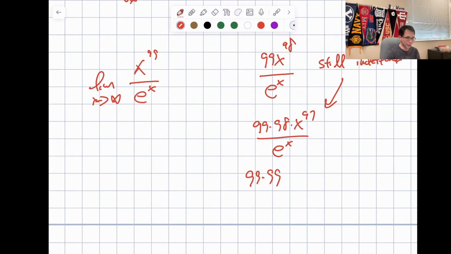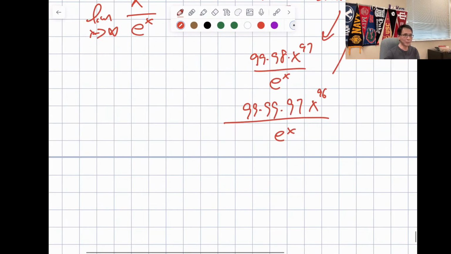Now, the goal is not to ask you to do it. The goal is to ask you to think about it. So x to the 96. This is still indeterminate. That means I can keep on doing it until the top goes back to a constant. So what would it be on the top? Well, this is going to be a new notation: 99 factorial. Have you seen 99 factorial before? 99 times 98 times 97, 96, and all the way down to 1 and stop right there. That's called 99 factorial.